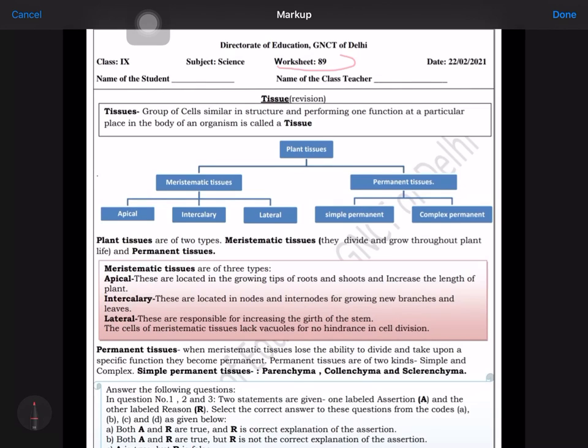Friends, today we are going to discuss your worksheet number 89 for the date 22nd Feb. We are going to revise the chapter Tissue, starting with revision.